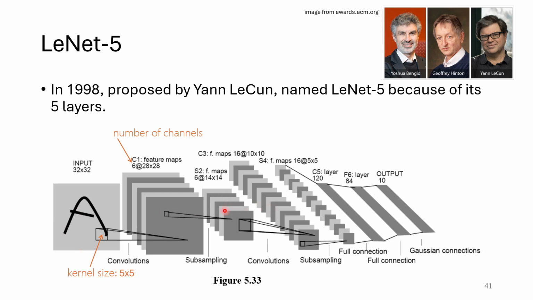Therefore, because there are only 5 layers, 1, 2, 3, 4, 5, the network has a name, the net 5. The 5 means there are only 5 layers. And okay, so this is the net developed in 1996.